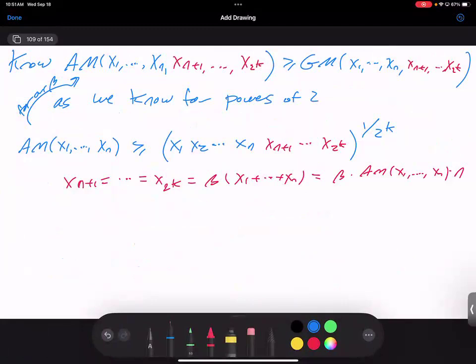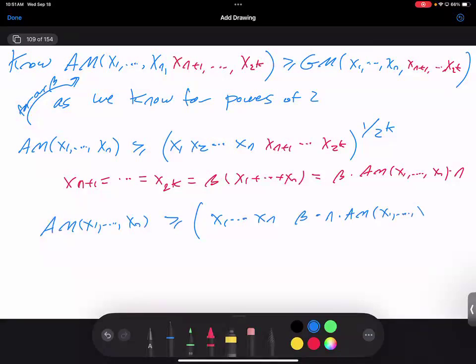So when we plug that in for the special value of beta, what do we get? We get the arithmetic mean of x1 through xn is greater than or equal to x1, x2, x3, through xn. And now xn plus 1 to x2k, each one of those is going to be the arithmetic mean times n. So it's going to be beta times n times the arithmetic mean of x1 through xn. How many times do we have all of those? So it's 2 to the k minus n times.